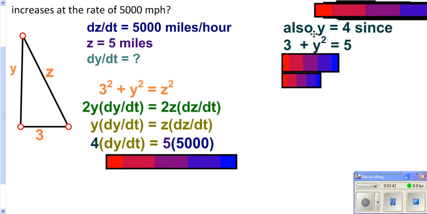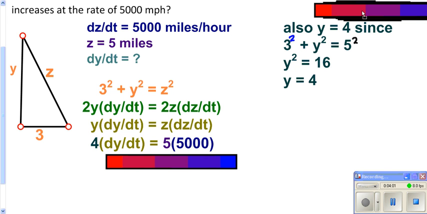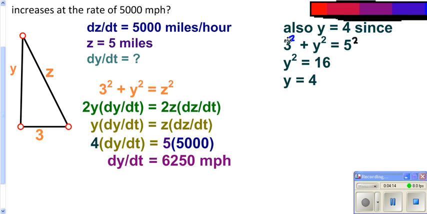Well, we know it's always 3 over, so it's 3 squared plus y squared equals 5 squared. When you solve that, you end up getting y squared to be 16, so you really get plus or minus 4. But in the context of our problem, we can't have a negative, so it has to be the positive 4. So now we get dy/dt by itself by dividing by 4, and we get 6,250 miles an hour as our rate. It's increasing because it's positive.